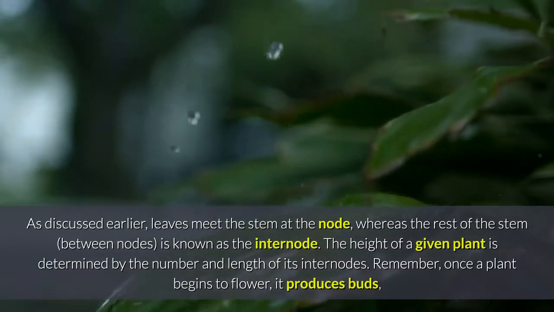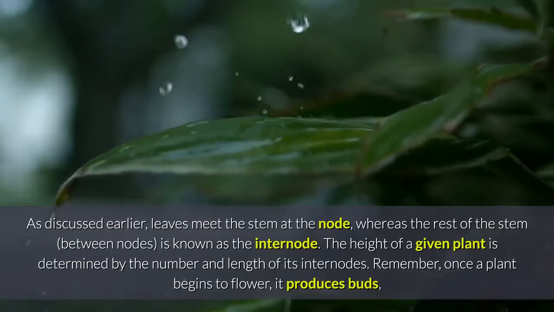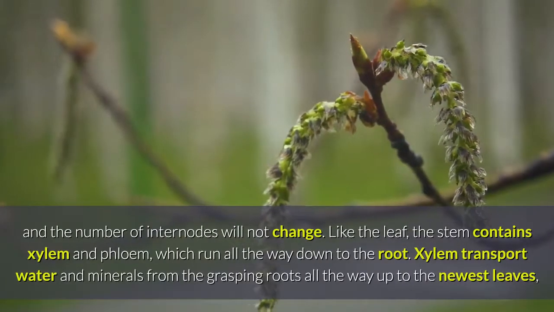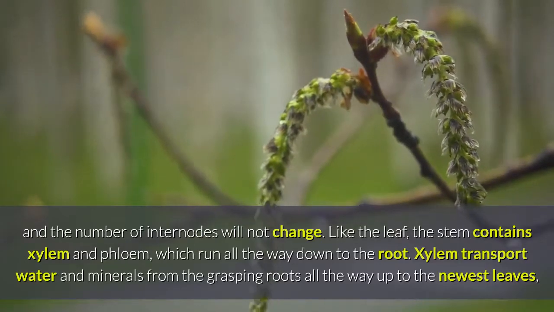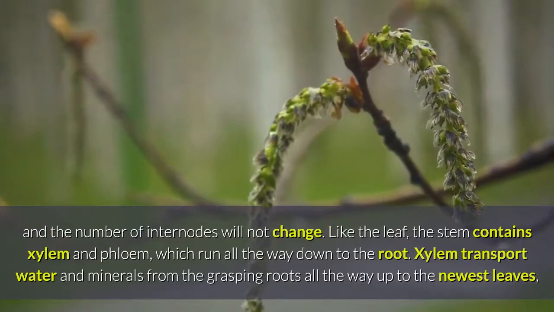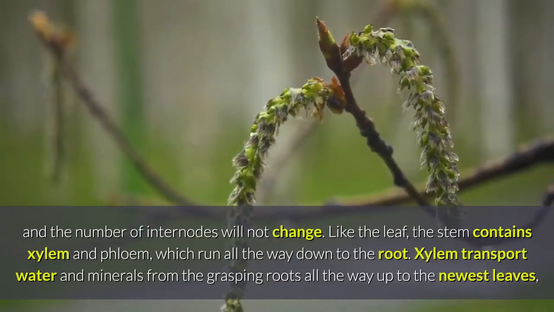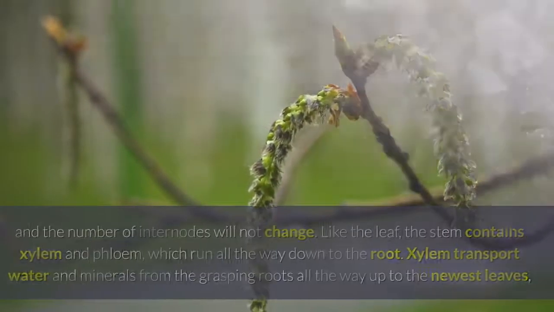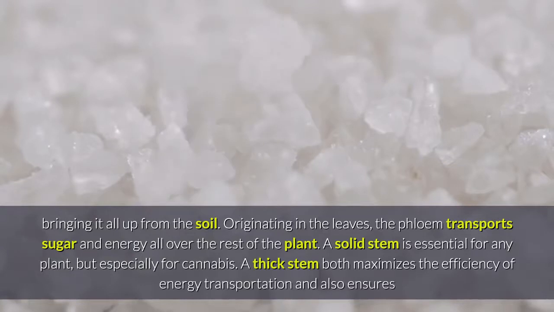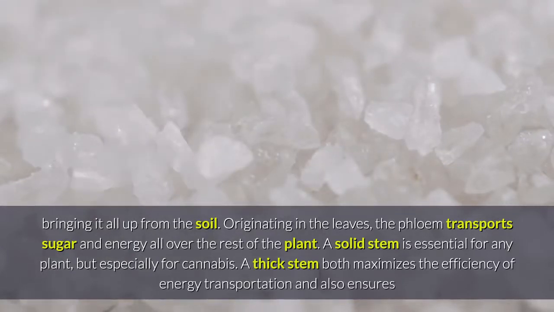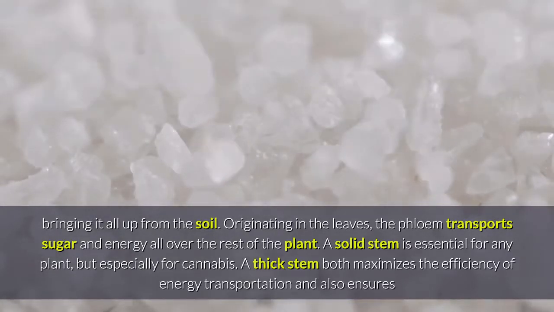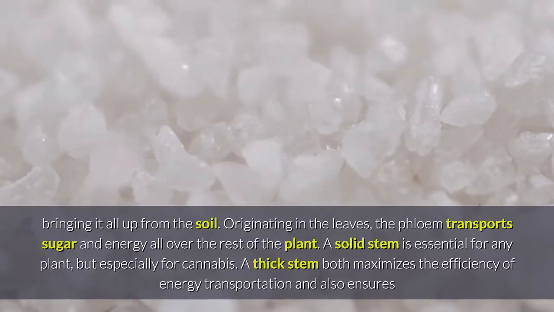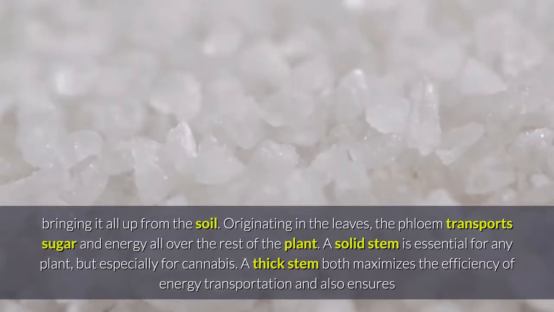Remember, once a plant begins to flower, it produces buds, and the number of internodes will not change. Like the leaf, the stem contains xylem and phloem, which run all the way down to the root. Xylem transport water and minerals from the grasping roots all the way up to the newest leaves, bringing it all up from the soil. Originating in the leaves, the phloem transports sugar and energy all over the rest of the plant. A solid stem is essential for any plant, but especially for cannabis.